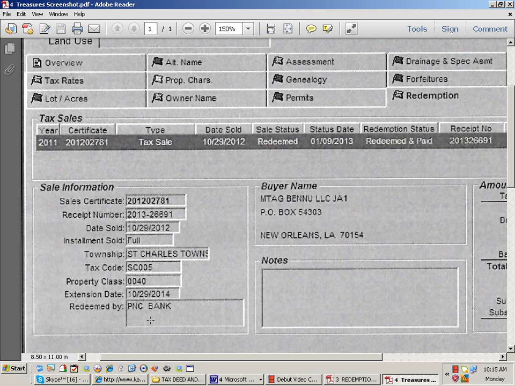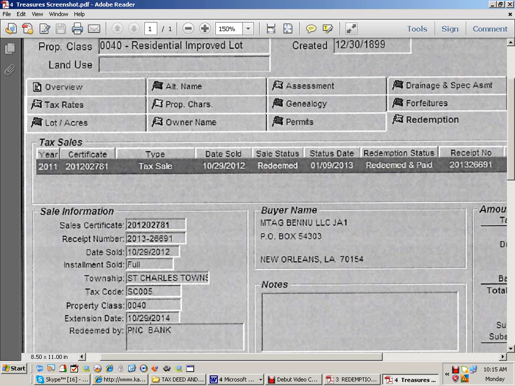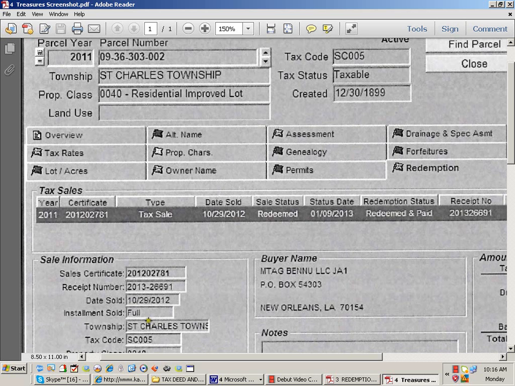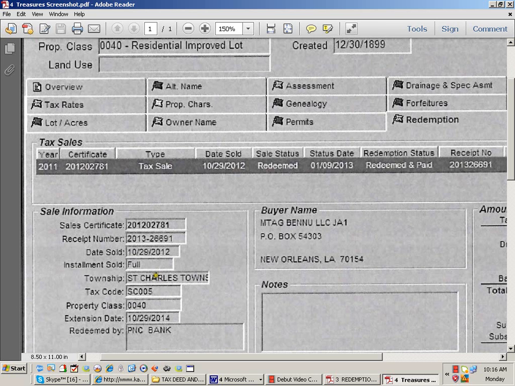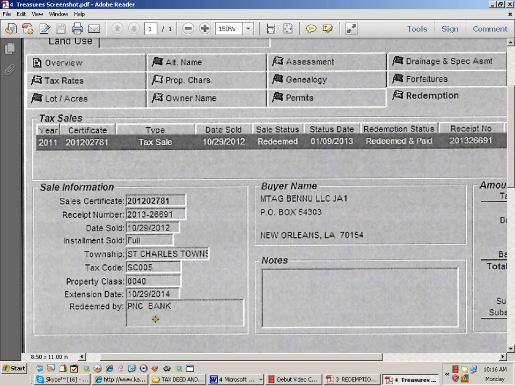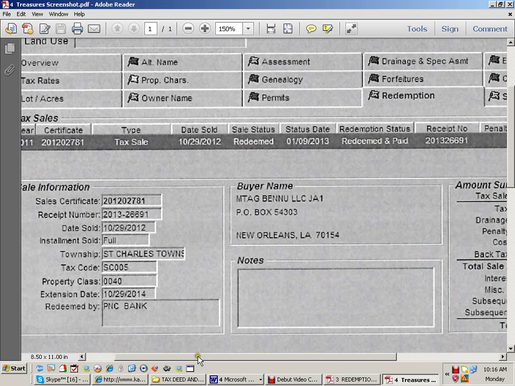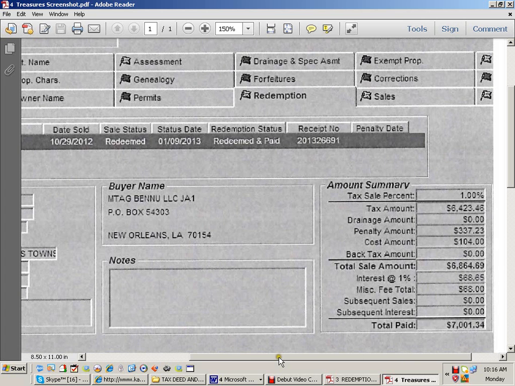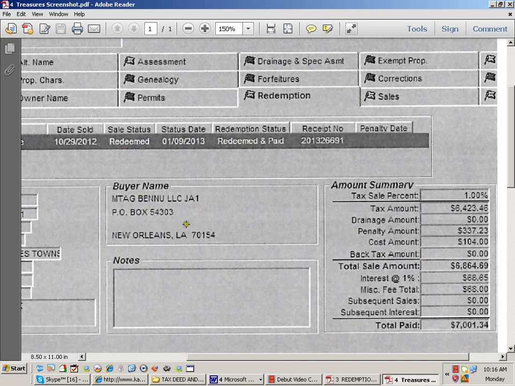Now where it says sales certificate, is that the same as the number we're looking at here? Right, the same. It's the certificate number, yeah. It's redeemed by PNC Bank apparently, but the buyer was some company in wherever they were, New Orleans. Yeah, some post office box with a zip code.